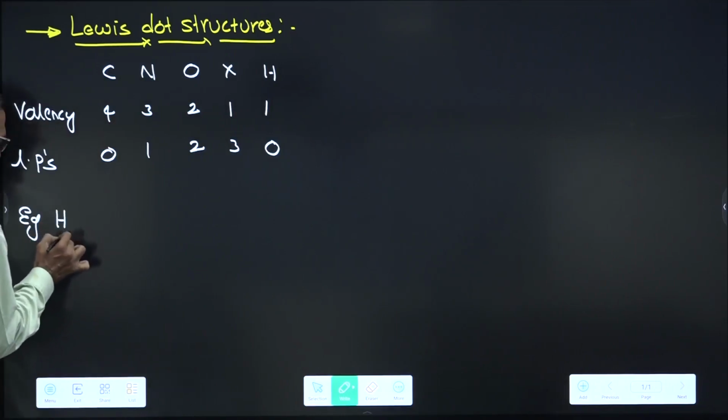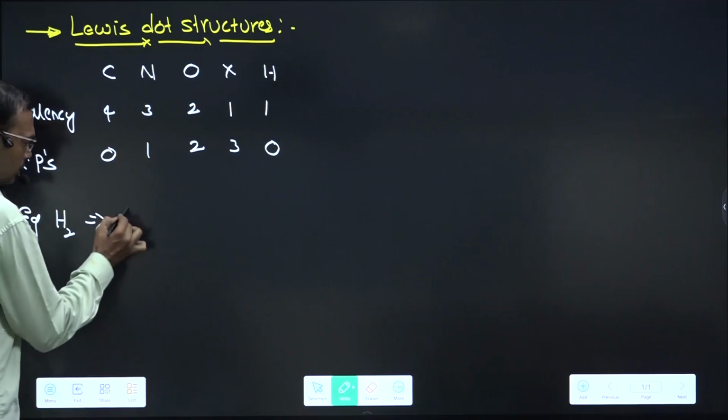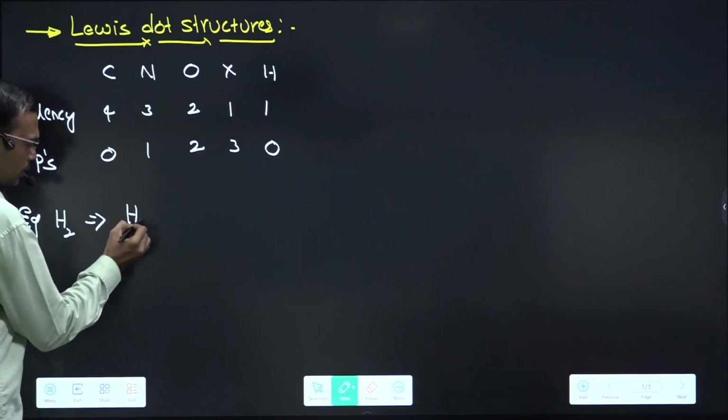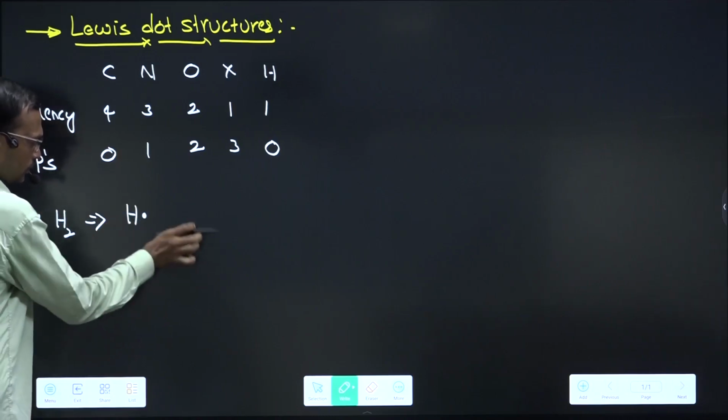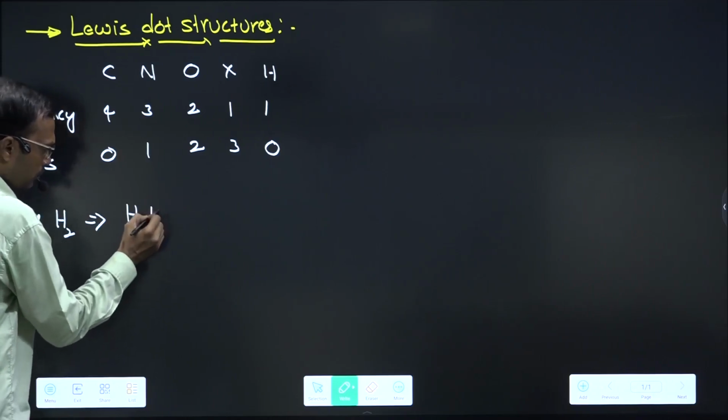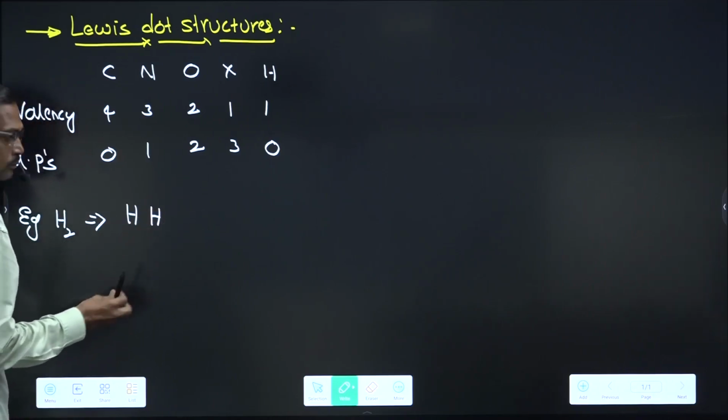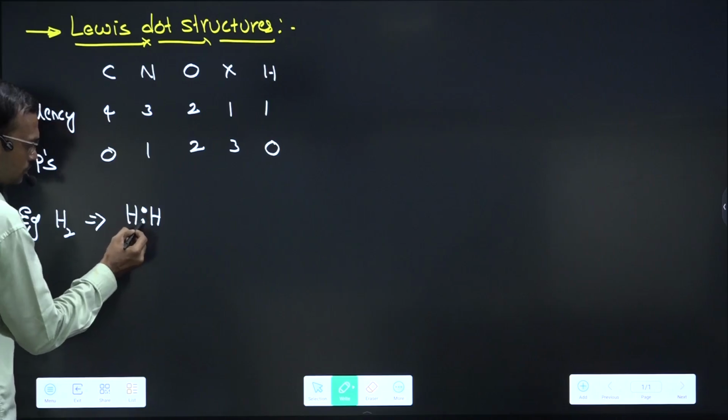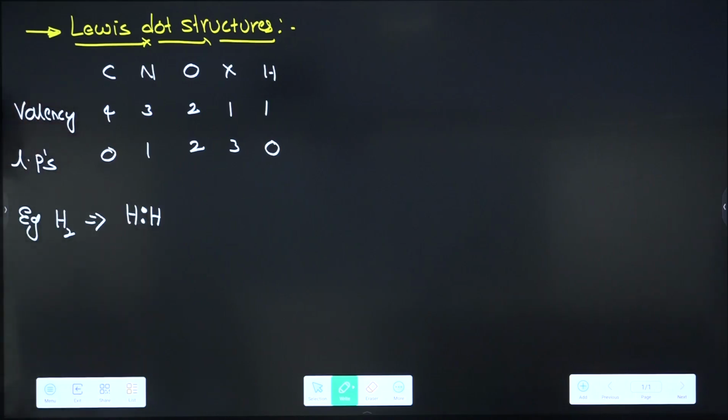Suppose they give hydrogen H2. How do we write the Lewis dot structure? Remember, first you write down hydrogen with 1 electron. Here one more hydrogen I am writing. Between two hydrogens, how many electrons are present? 2 electrons. Write down 2 dots. That is the meaning; it is a normal structure, the Lewis dot structure.